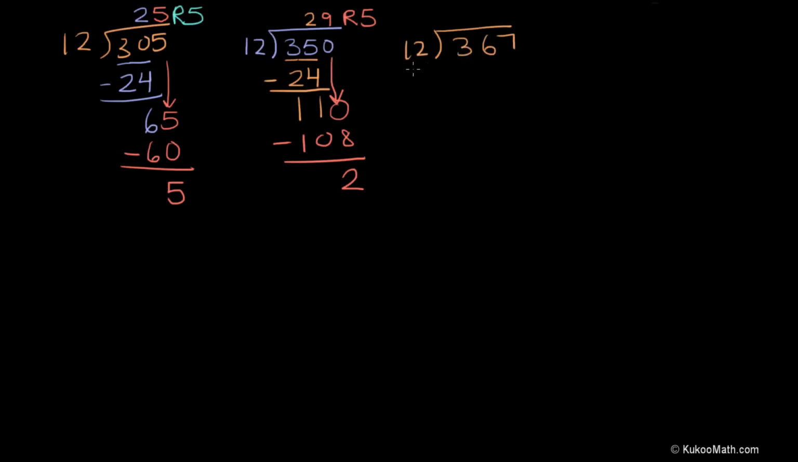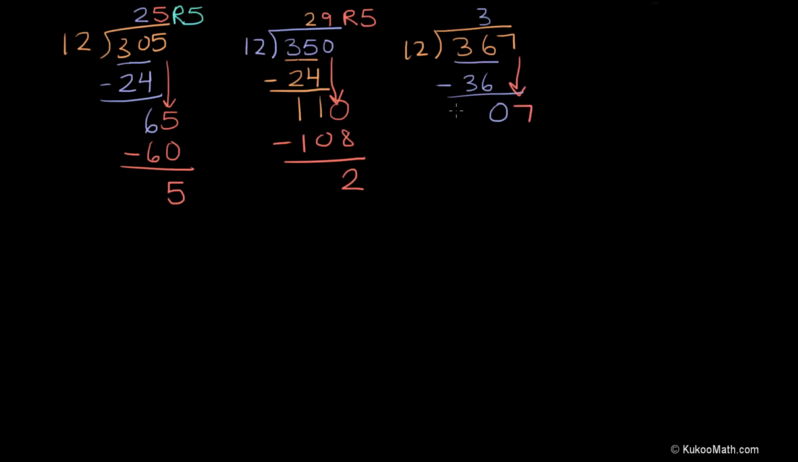367 divided by 12. Again, our first step is to look at whether we can put 12 into the first digit, and we can't, so let's look at the first 2. How many times does 12 go into 36? In this case, it actually works out perfectly, because 12 times 3 is equal to 36. When we subtract, we get 0, but we still have another digit to bring down, so let's do that.